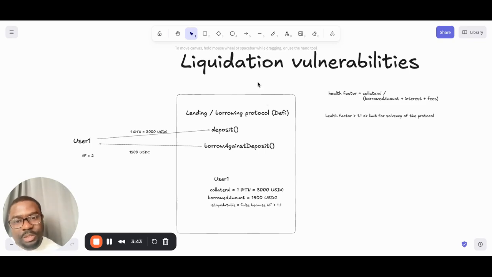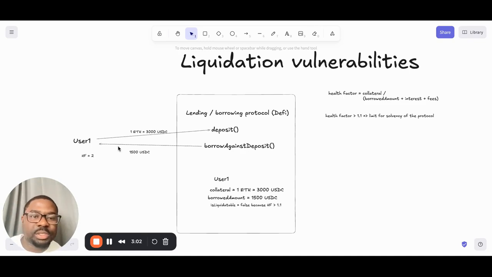So this is what your protocol basically does. You have a user that deposits a token, in this case, let's say Ethereum. It can deposit it as collateral in the protocol. So let's say it deposits one Ethereum, which at the time is 3,000 USDC. That's the price. Now, it would also be allowed to borrow against it. So let's say it borrows 1,500 USDC.